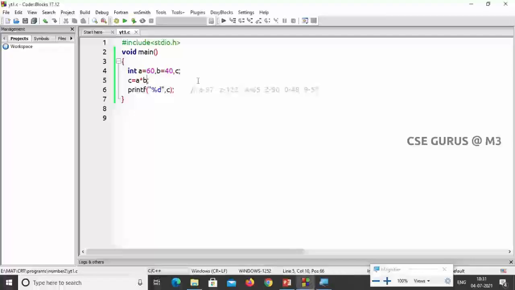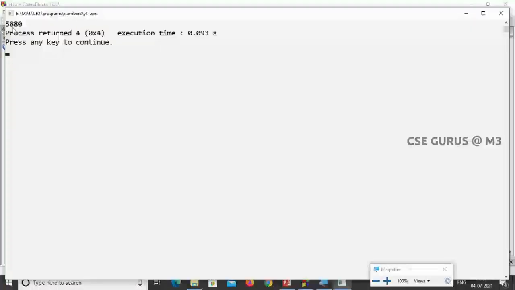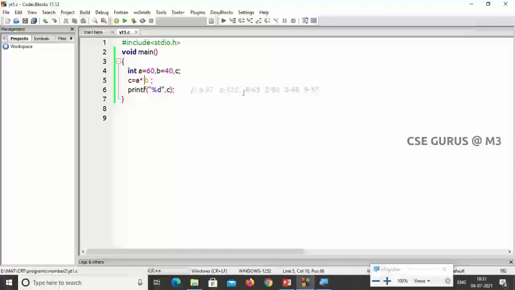Like this you can take, and here also the same rules are applicable. You can keep single quotes. So now 60 into the B value, which is 98. I'm not able to calculate it, but you can see the output is 5880. Of course it will print the value within range. We know the range of integer, as it is taking 4 bytes here. It takes a range from minus 2 power 31 to plus 2 power 31.